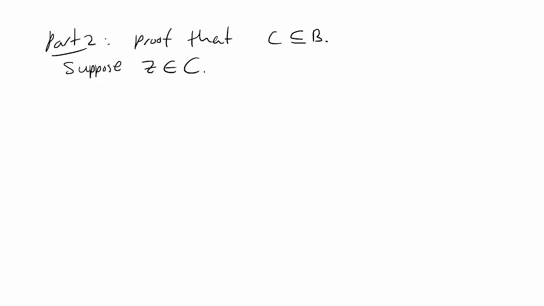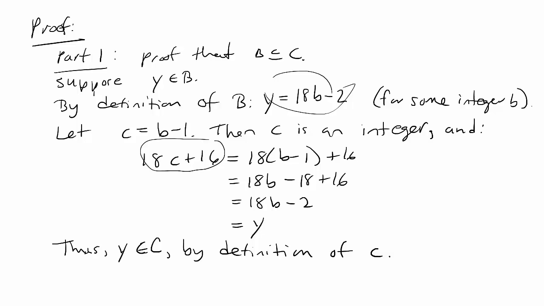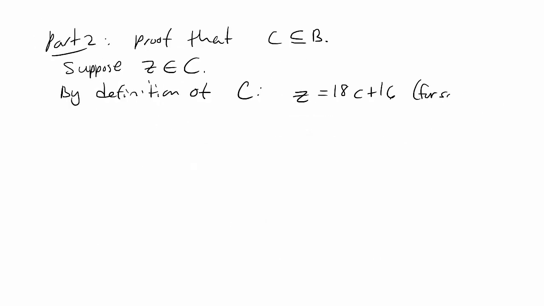Now we're going to do part 2. For part 2, this is the proof that C is a subset of B. So I'm going to say suppose z is in C, and then by definition of set C, z would be equal to 18c plus 16, this part here, for some integer c.